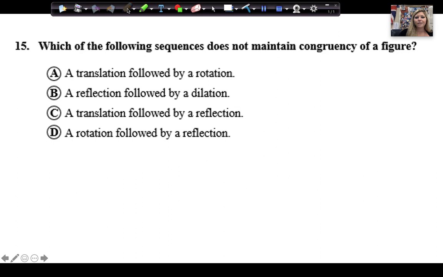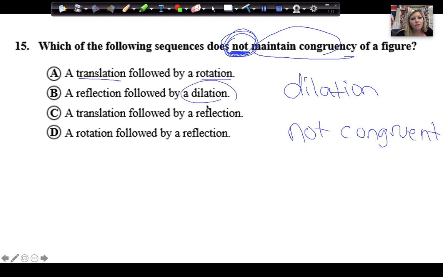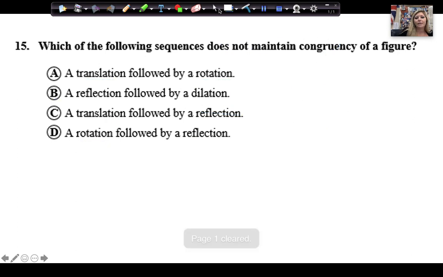Which of the following sequences does not maintain congruency? So when it says does not maintain congruency, we are looking for the word dilation. Not congruent is dilation. So this does not have dilation. This one does. This does not have dilation, and this does not have dilation. So the only one we are looking for is B.